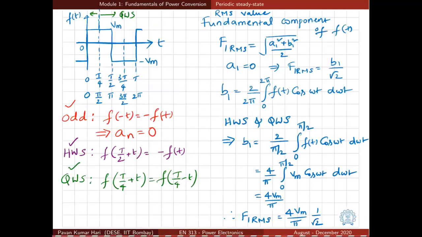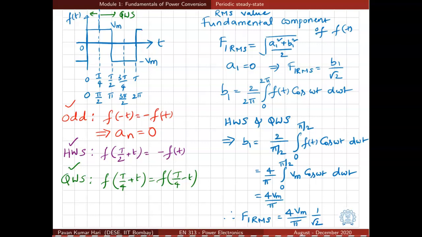Let us try to understand the use of these symmetries for simplification of calculations. Let us consider a square wave as an example, and we are interested to find the RMS value of the fundamental component of this square wave. So let us observe whether the square wave has symmetries or not. It has odd symmetry. That means f(-t) = -f(t). That means all the an will be 0: a1, a2, everything will be 0.